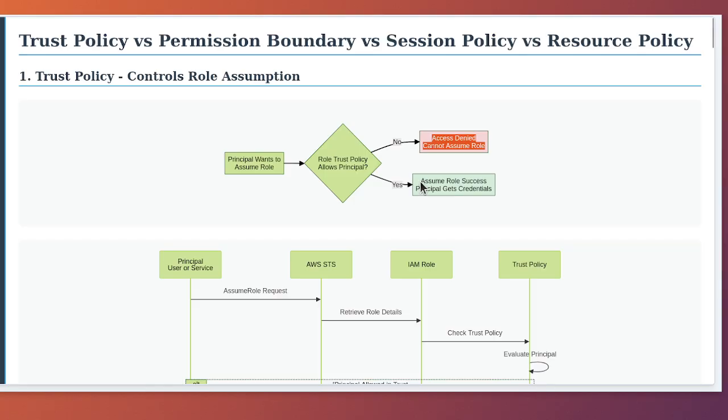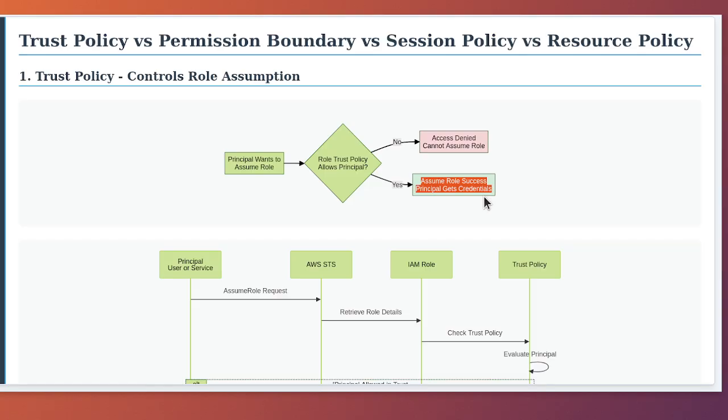This is the trust policy's primary function: to act as a gatekeeper preventing unauthorized entities from even attempting to use the role's permissions. If the trust policy allows the principal and the check returns yes, the flow proceeds to a green node labeled assume role success and principal gets credentials. The principal receives temporary security credentials including an access key, secret key, and session token that can be used to make AWS API calls with the role's permissions.